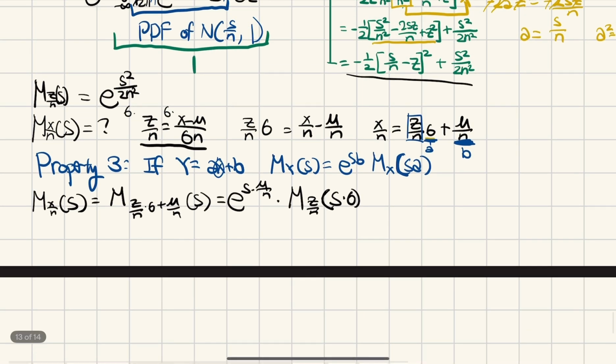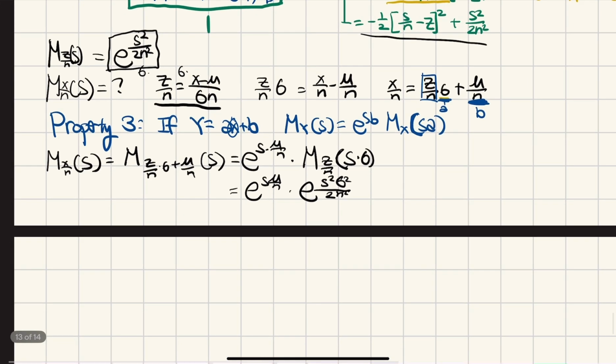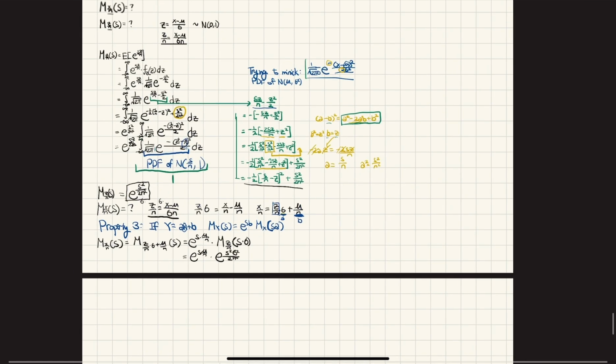Alright, so now we have this. We just plug everything in. We know that the moment generating function of Z over N is e to the power of s squared over 2n squared. But we want to plug in s sigma for s. So s squared sigma squared over 2n squared. And now we can go back to our end goal.